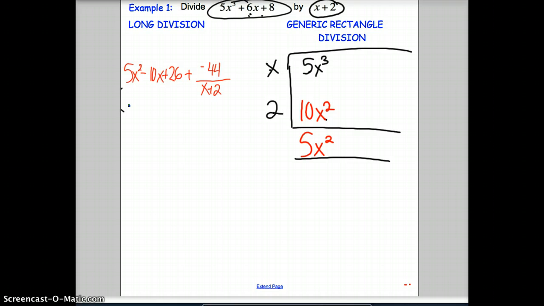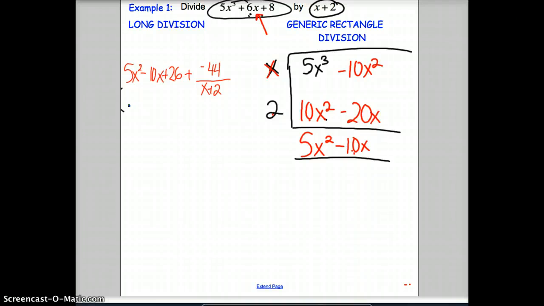So now I take a look at, okay, but I don't really want the 10x squared. I want to get rid of it. It's not part of what should be on the inside. So I put a negative 10x squared right here in order to cancel it. Now the only way to get that is if I multiply the x that was out here by negative 10x. Once again, because I filled this in, now I can fill this in. So negative 10x times 2 is negative 20x.